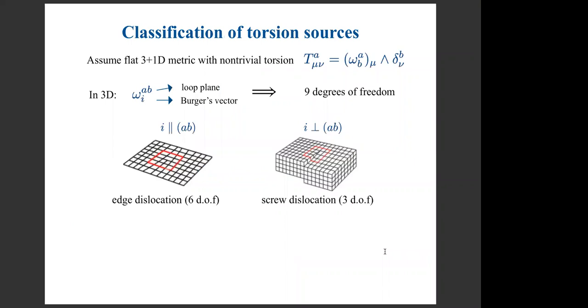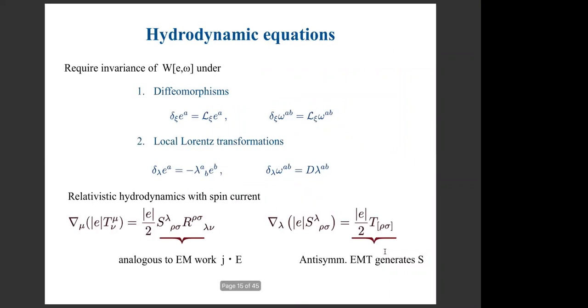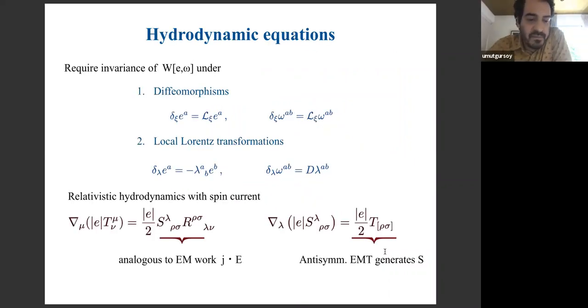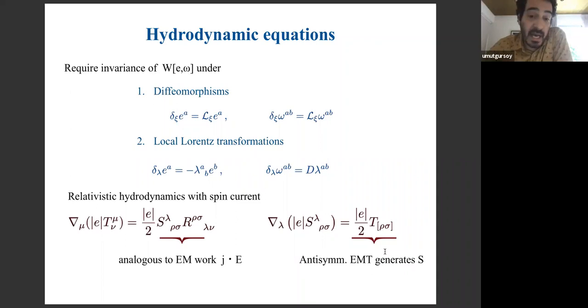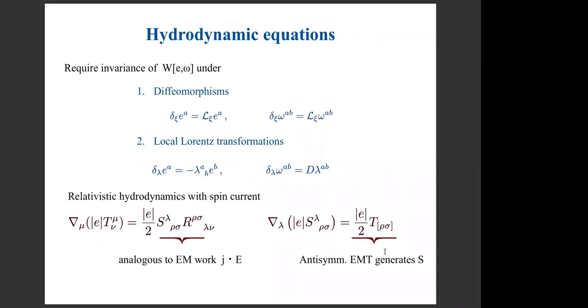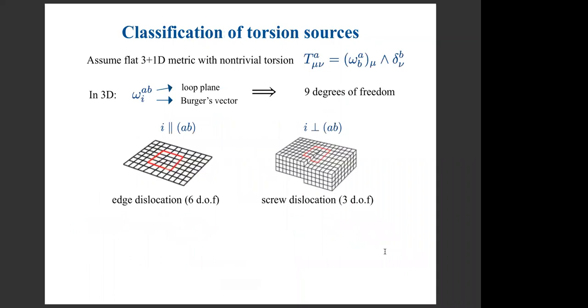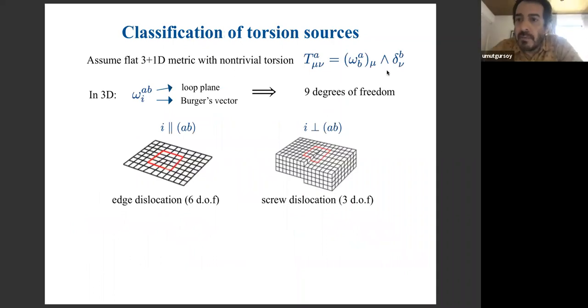So what do you mean by a flat background? Yeah, exactly, very good question. By flatness I mean just the metric. So the spin connection can still be arbitrary. Exactly, and that's very important for me, for it to be arbitrary. Okay, thanks for this.